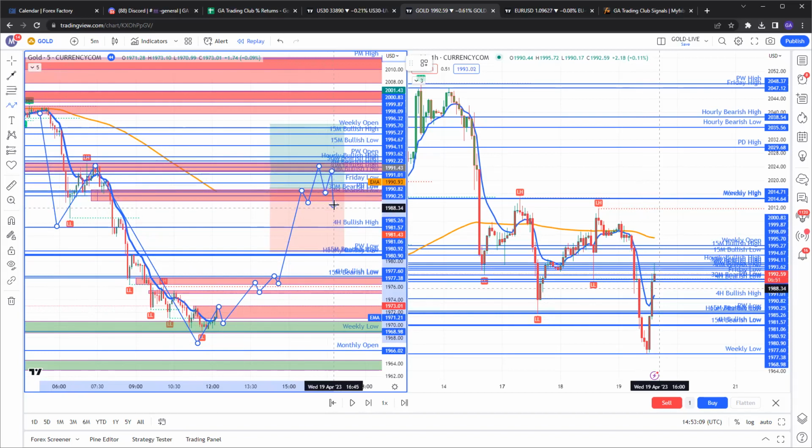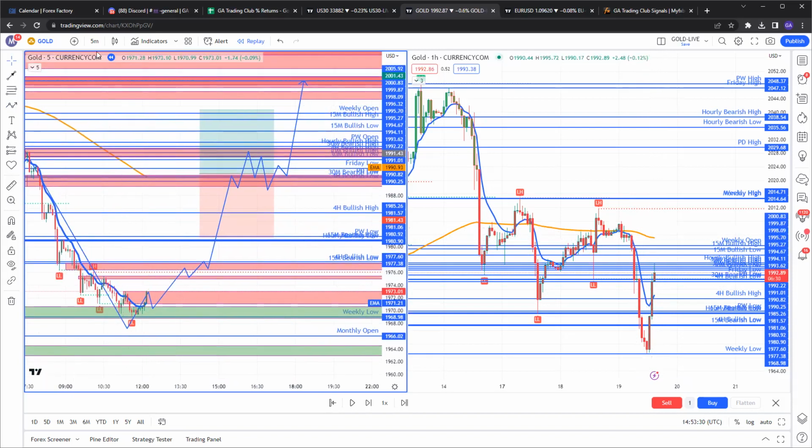Now, if price closes below here, structure, remember, does not always have to complete. This can be the last move up on gold before it sinks back down to the downside. But if this structure is to be completed to the upside, price is likely to retrace here, catch more liquidity, and then go back to the 2003 area, hopefully around this 2005, where we have a supply zone within a supply zone.